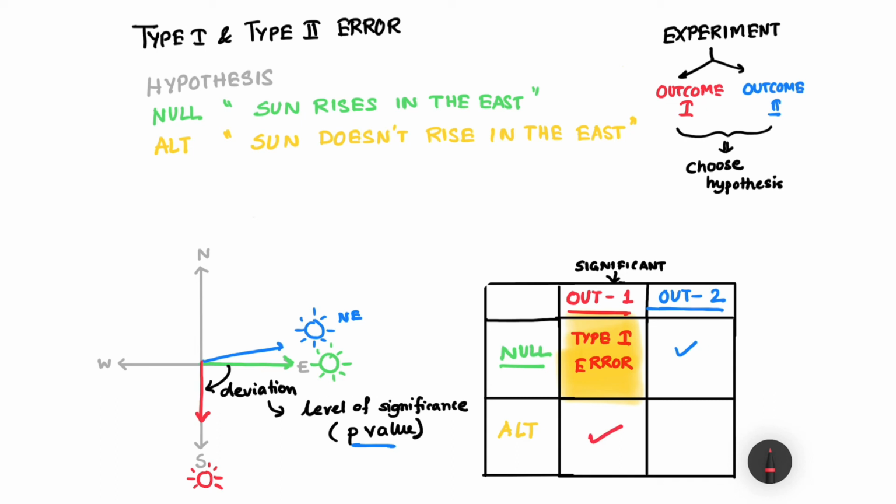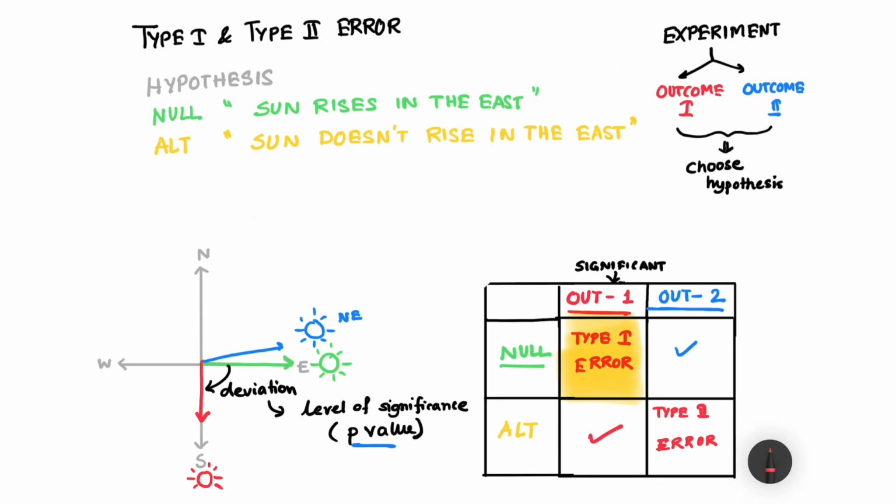Alright, so now we are coming to the final point of it, that is we have got outcome 2 in our experiment, that is sun still rises in the east, a bit northeast, and even after that we are accepting the hypothesis that sun does not rise in the east. Now these are contradictory, because we have seen that sun is rising in the northeast, the northern part of the east region, but still we are saying that sun does not rise in the east. So this is contradictory, and hence this is an error, and this error is known as the type 2 error.